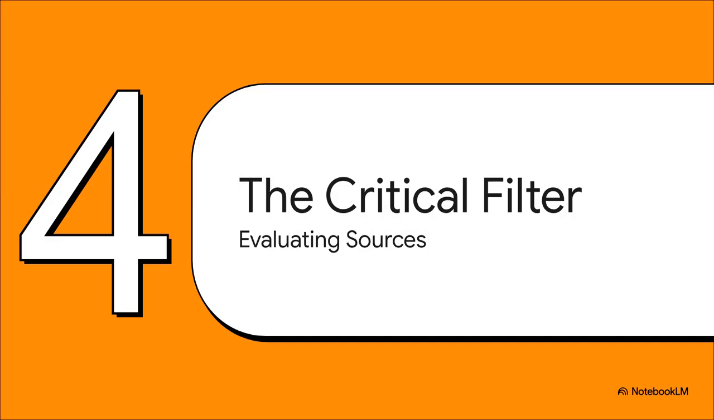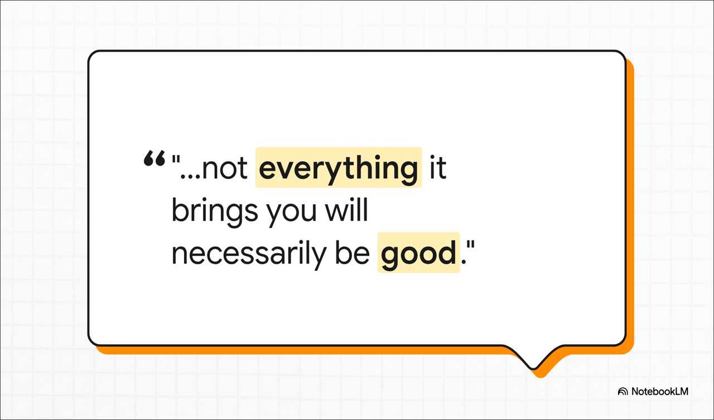We've covered finding, organizing, and tracking information, but there is one final and maybe the most crucial skill of all, and that is applying a critical filter. You have to remember this key piece of advice. Just because something is in Google Scholar, not everything it brings you will necessarily be good. And this is exactly why you have to learn to distinguish the quality of your sources.